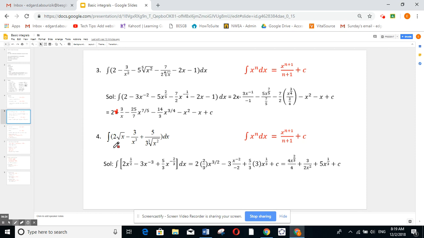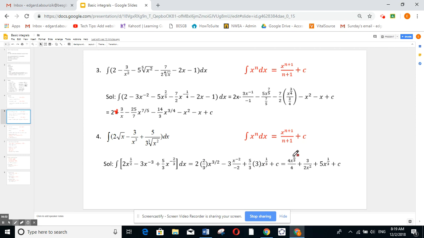Come in here, the same story, it's of the form x^n, so 2x to the power half, 3x cubed, power minus 3 up, sorry, and 5 over 3 x to the power minus 2 over 3. If you add plus 1 to each one, it will be half plus 1, 3 over 2, divided by 3 over 2, or multiplied by the inverse. Here plus 1, it will be minus 2 over minus 2. Here plus 1, it will be 1 over 3, divided by 1 over 3, or multiplied by the inverse, 3 over 1. So 4 over 3, x to the power 3 over 2.